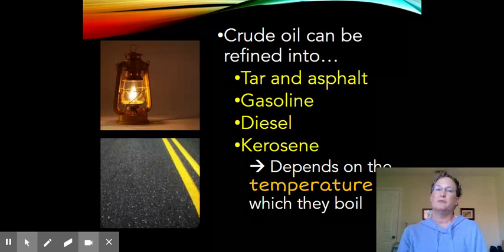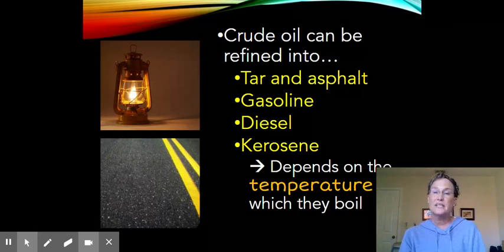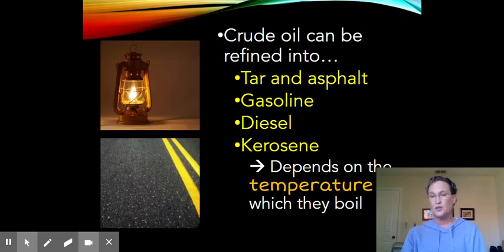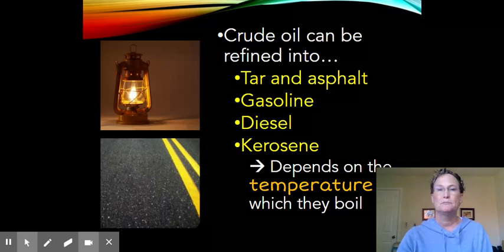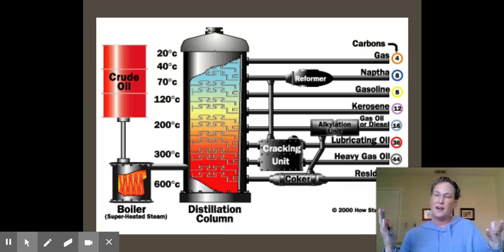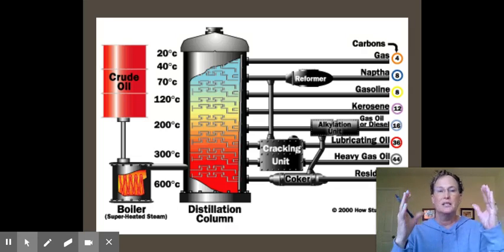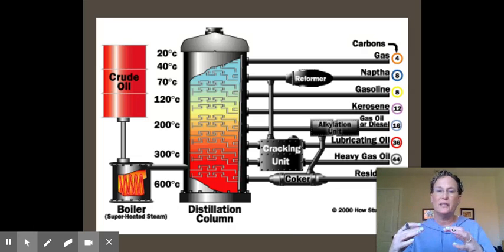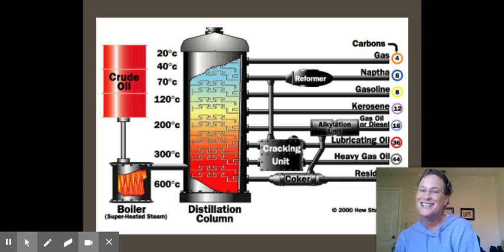So crude oil can be refined into tar and asphalt, gasoline, diesel, kerosene. It depends on the temperature at which they are boiled. So this is a general idea of how this works. You don't need to know too many details on this for the AP test, but you take the crude oil and you boil it and then you distill it. So this is just a simple chemistry kind of thing.